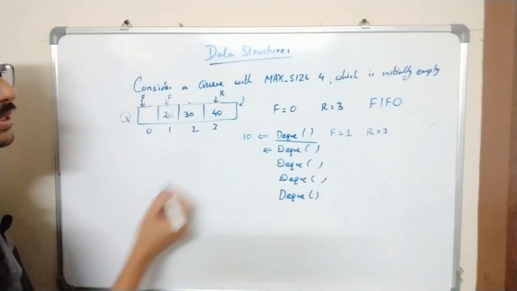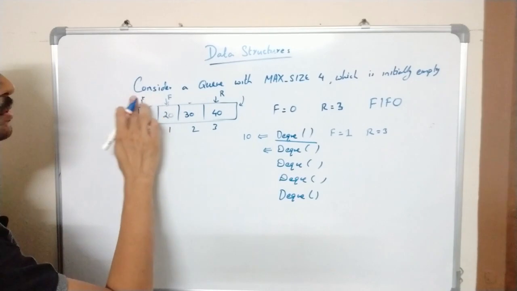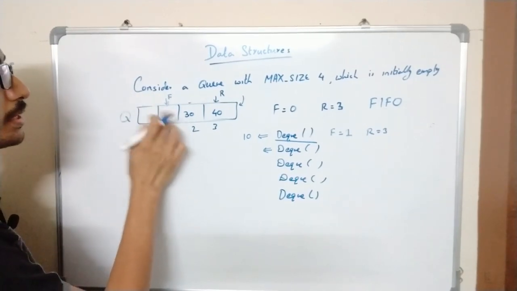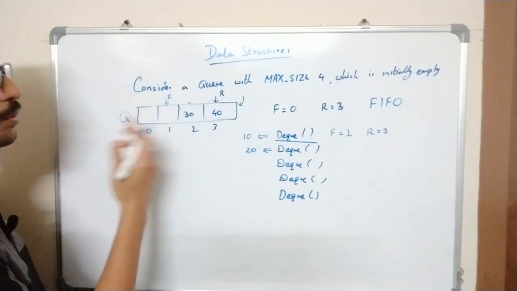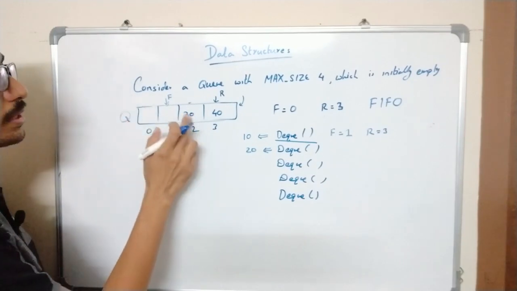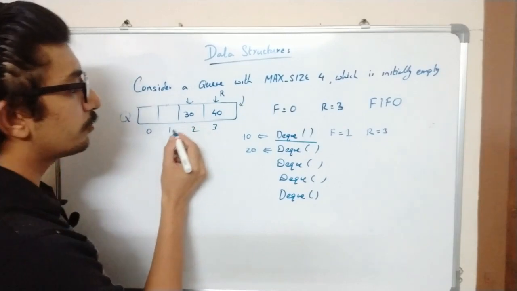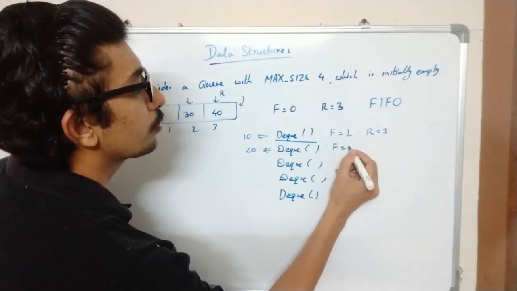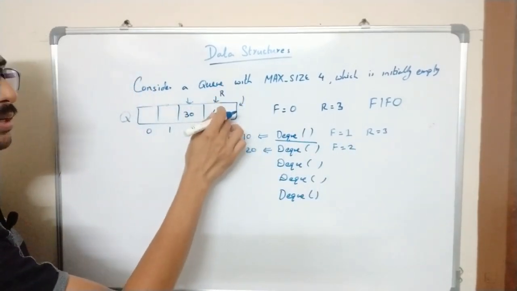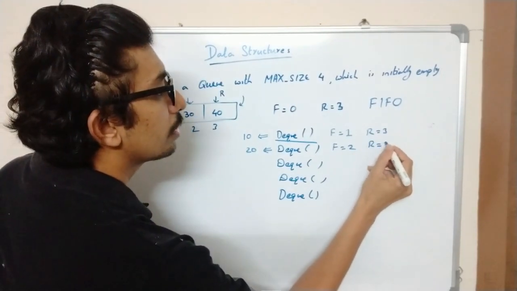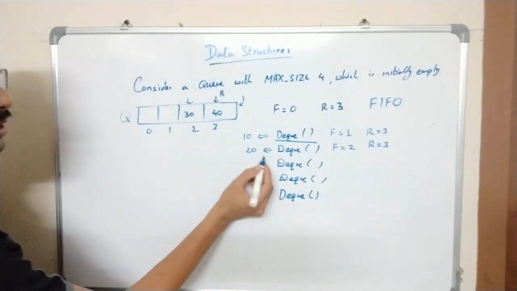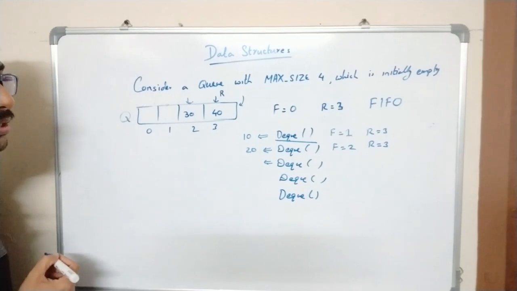So again there is another dequeue operation, which means 20 should be deleted. When 20 is deleted, the new front will be 30. So front should move to this position. Again front will be incremented by 1. Front will become 2. Rear is still pointing at 40, so rear remains the same.